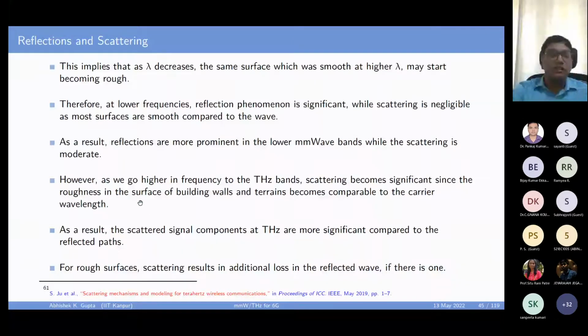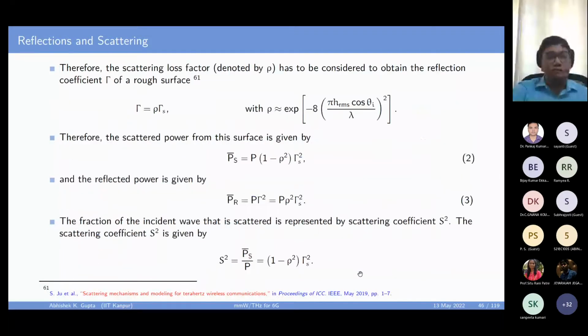As the roughness in the surface of buildings becomes comparable to the carrier wavelength, that's why at terahertz frequency the scattered wave is significant, and that's why it needs to be included in the analysis.